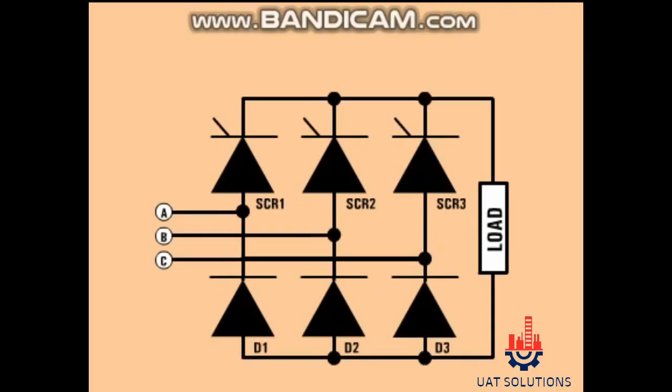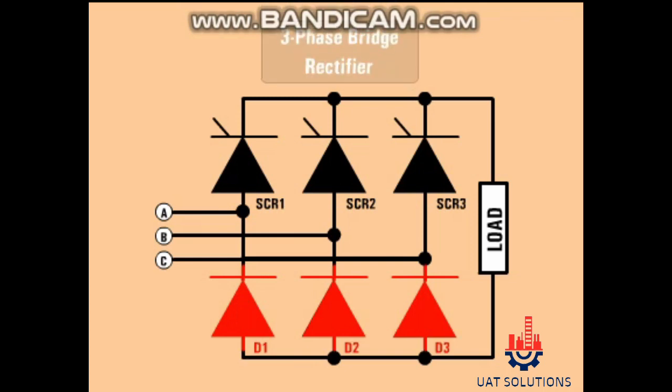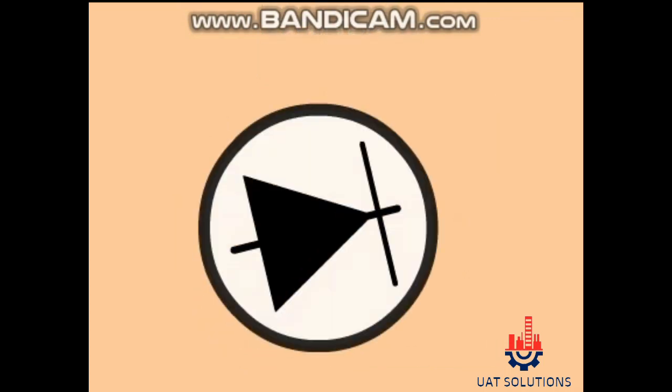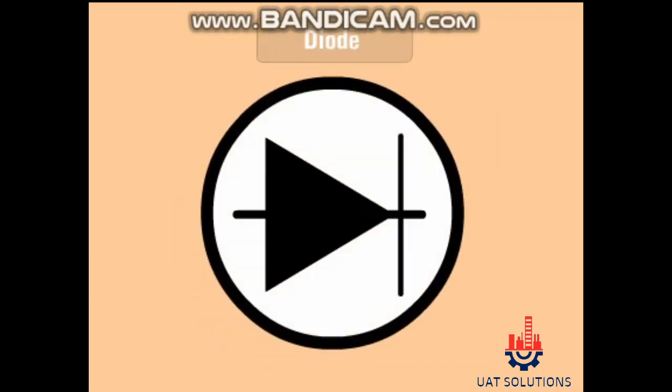The AC to DC converter utilizes 3 silicon-controlled rectifiers, or SCRs, and 3 diodes to form a 3-phase bridge rectifier. To understand how the AC to DC converter works, let's explore the simplest semiconductor device, the diode.